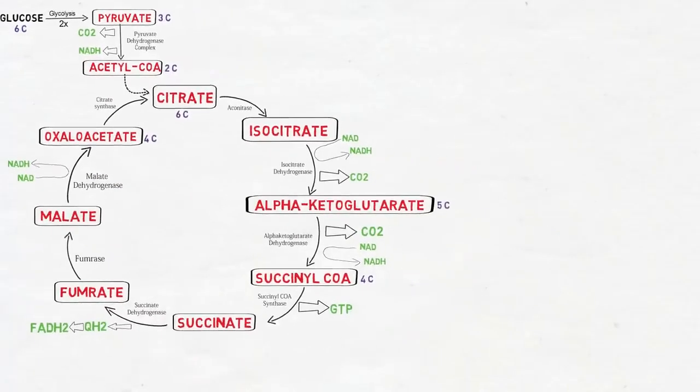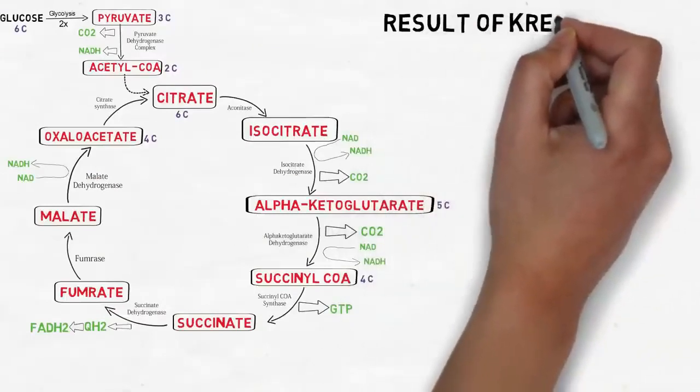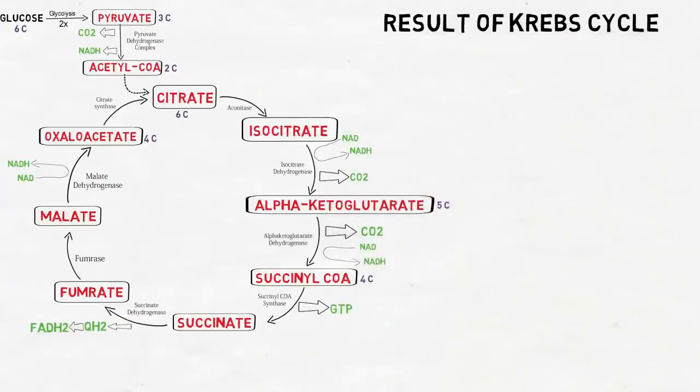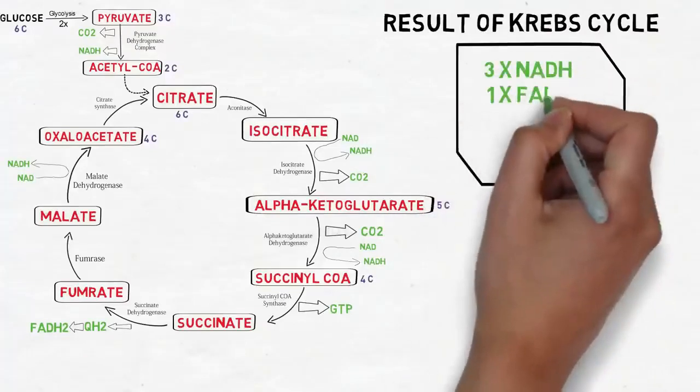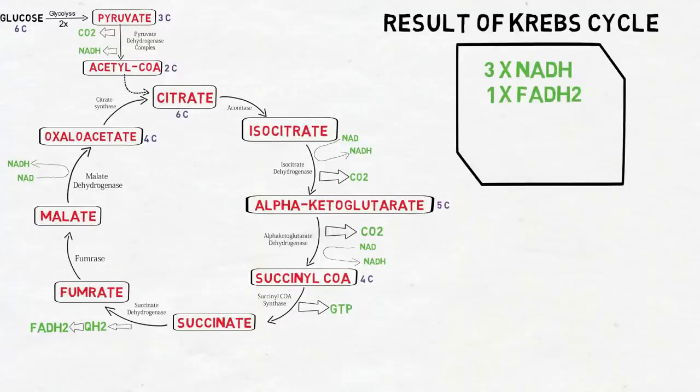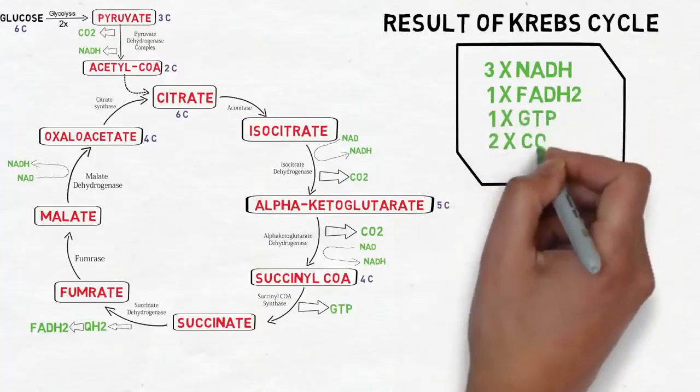Now let's look at the results of the Krebs cycle. Through each cycle of the Krebs cycle, the following products are generated: 3 molecules of NADH, 1 molecule of FADH2, 1 molecule of GTP, and 2 molecules of carbon dioxide.